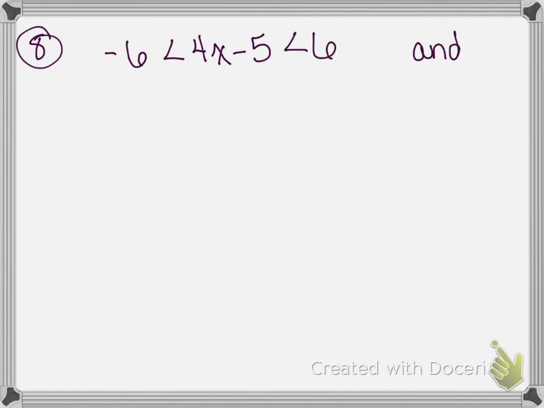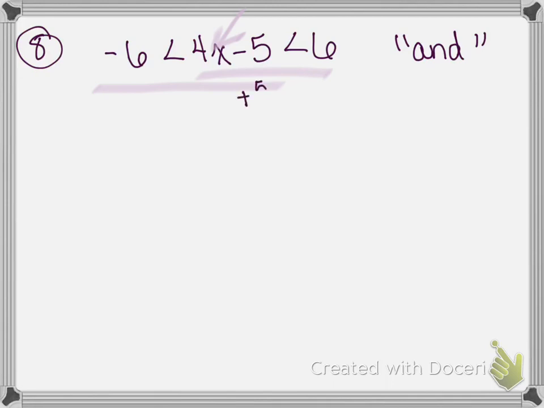This is a compound inequality that is combined by the word and. You can think of it as 4x minus 5 is less than 6, and 4x minus 5 is greater than negative 6. But the way that we solve it is that we isolate the x in the middle. We are isolating that x in the middle. That's how we solve this. And so we have got to get the x all by itself in the middle.